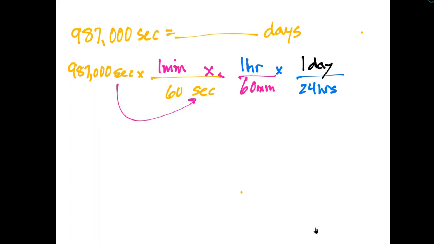Okay, but remember this, right? Those are actively canceling out. Seconds are gone. Minutes are gone. Hours. Okay, you're left with days. But how do you put this in your calculator? Because that sometimes is a problem. Okay, there's a couple ways you can do it.